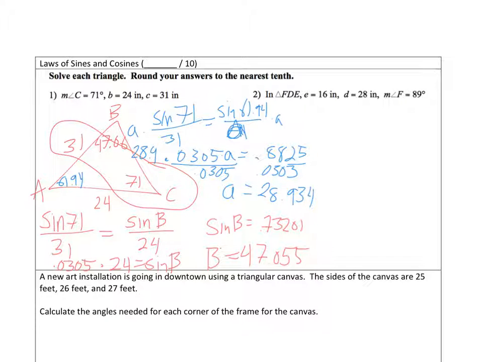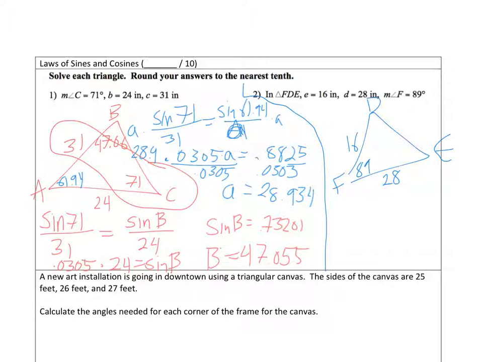Next up, we've got another law of sines or cosines. I'd probably bet this is going to be law of cosines since the first one was law of sines, but I'm not going to guarantee it. This is FDE, and it looks like we've got measure of F is 89, D is going to be 28 inches, and E is going to be 16 inches.